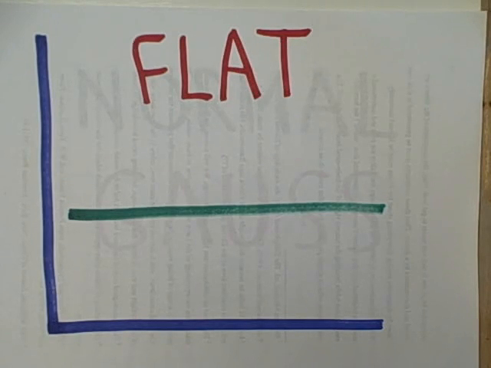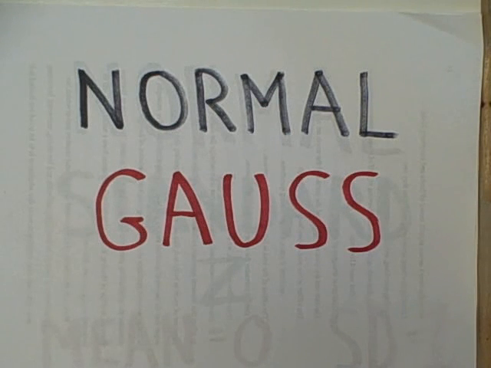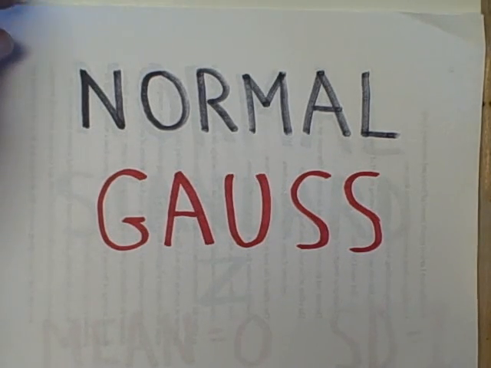Some frequency distributions are flat. Everybody gets the same score. This is usually found in theoretical distributions where we assume a kind of classical probability. What we're going to focus on here today is the normal distribution, also known as the Gauss curve, because it was discovered by the German mathematician Gauss over 200 years ago.